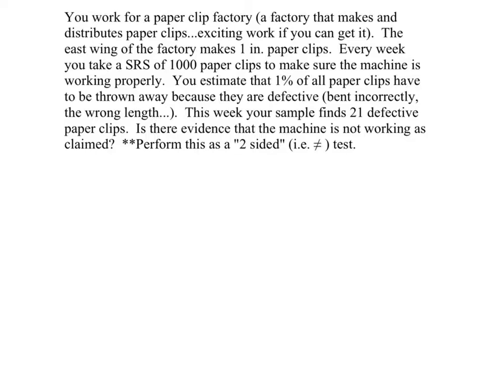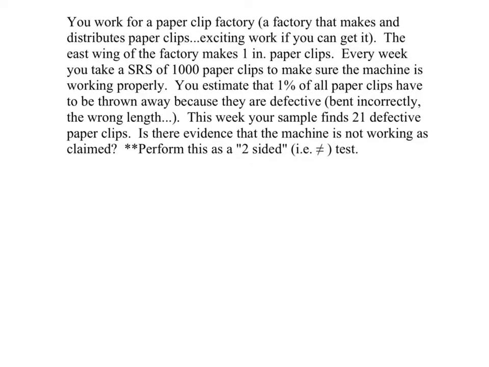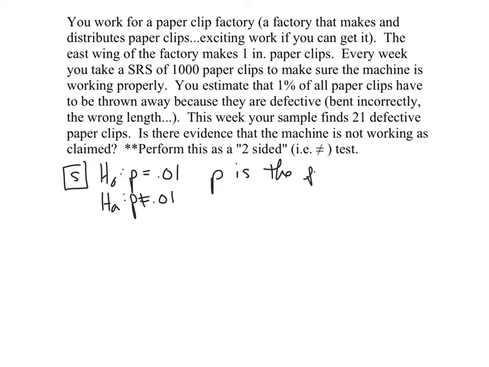So, to begin, state the hypotheses. The null is that the proportion is 0.01. The alternative is that it is not 0.01. And remember, we must define our parameter. P is the proportion of defective paper clips.